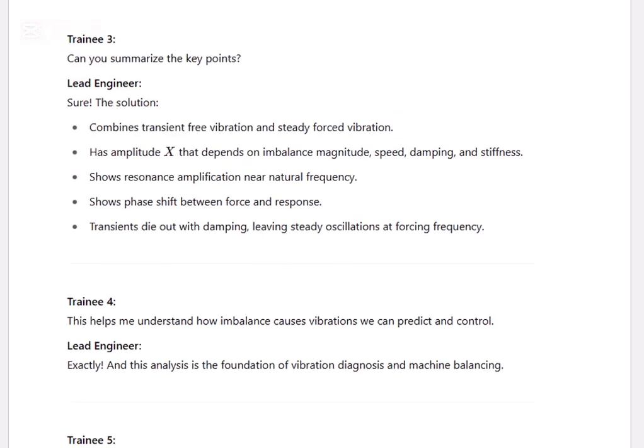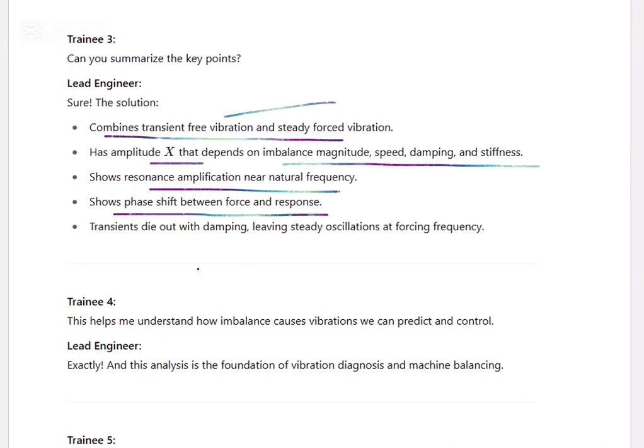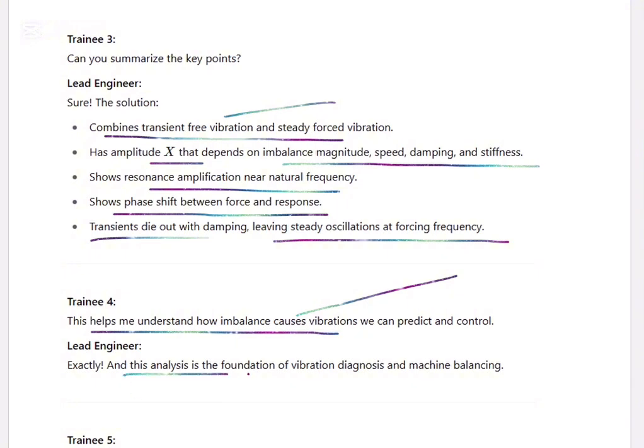Can you summarize the key points? The response combines transient free vibration and steady state forced vibration. The amplitude depends on the imbalance magnitude, speed, damping, and stiffness. The response is amplified near the natural frequency. There is a phase shift between force and response. The transient dies out due to damping, leaving steady oscillations at the forcing frequency. This is how imbalances cause vibrations we can predict and control, and it is the foundation of vibration analysis.